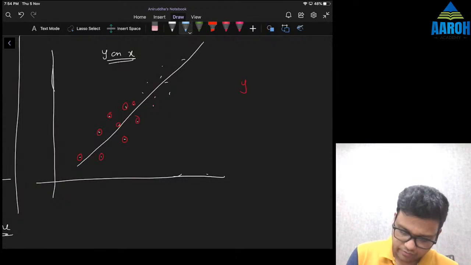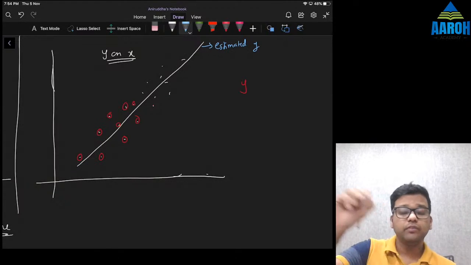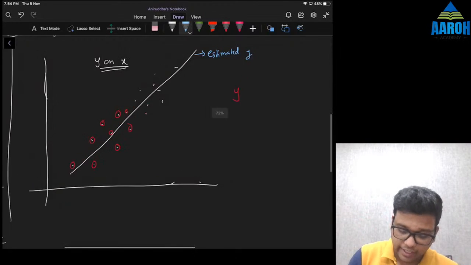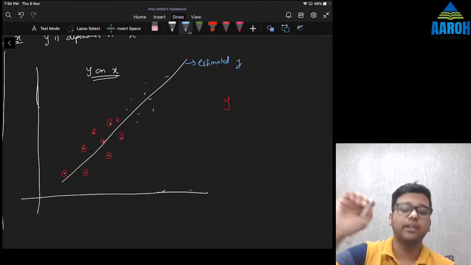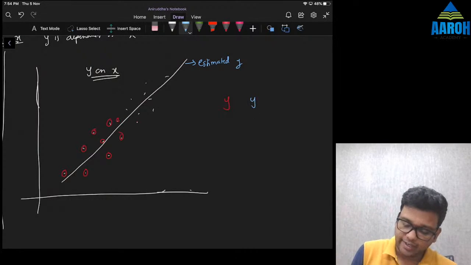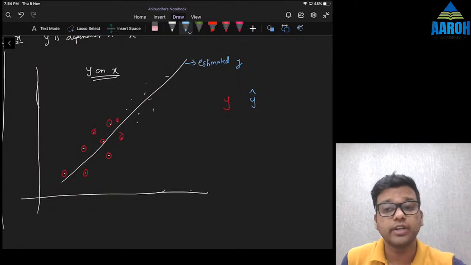Whereas that line we have drawn is estimated value of y, right? Estimated y. We know that the line is not exactly like the points, but we are saying that it is the best fit line. So it is estimated value of y. So we'll call it y hat. Hat, you have seen this in theoretical distributions also. Hat is used for estimated values.